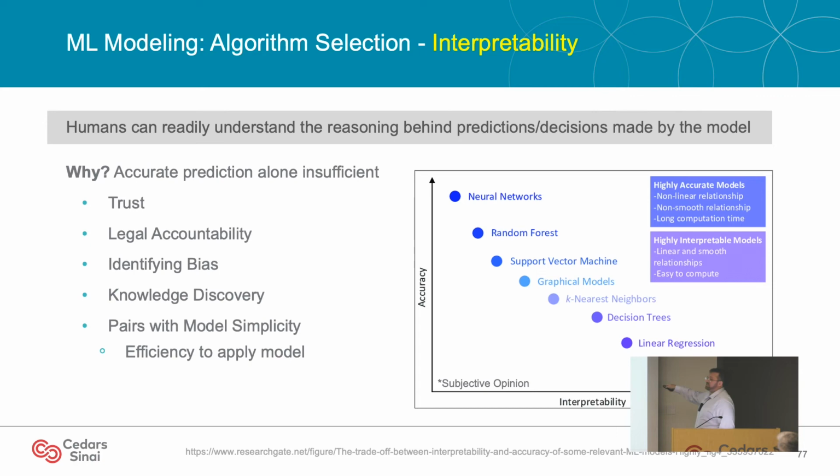This is a subjective, totally subjective assessment of the trade-off between accuracy and model interpretability. Please do not take this as a rule. This is a rough guide. But in general, this gives you a rough idea of what kinds of methods are more or less interpretable.